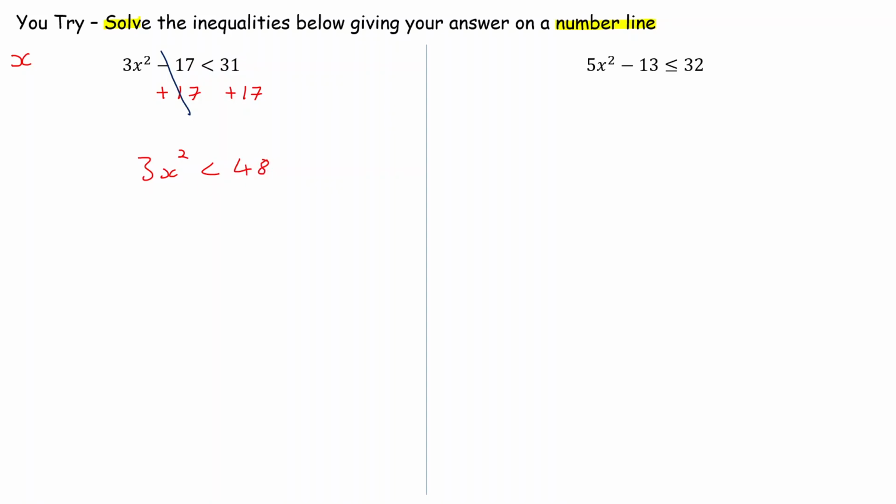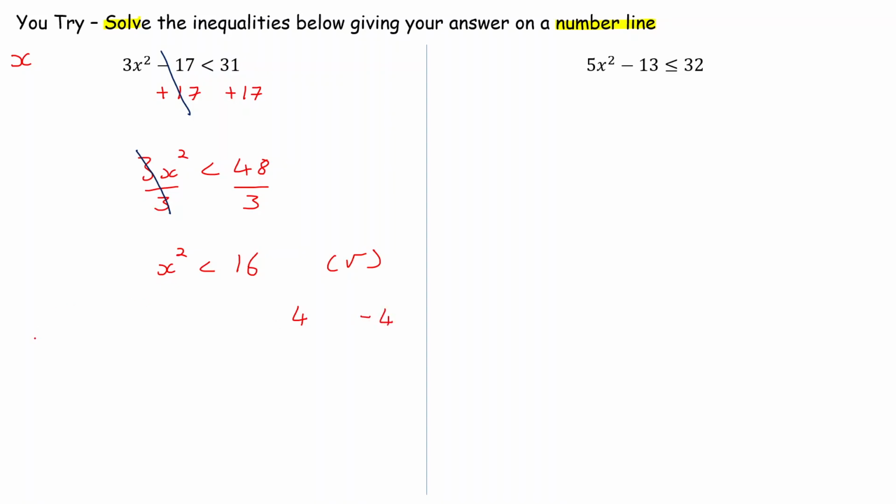48. Okay, and then to get x squared on its own, I've got 3 times x squared. Let's divide through by 3 and divide through by 3. That is useful because these 3s here are going to cancel. And I'm left with x squared being less than 48 divided by 3, which is equal to 16, which is good. It's a square number, so I can now easily square root both sides. And again, you will get two answers here for x, either 4 or minus 4, but how we write this is really, really important.